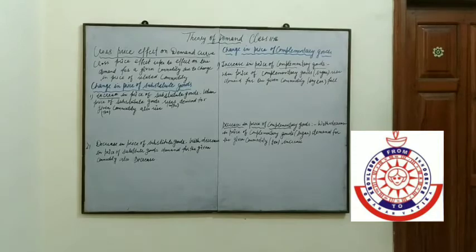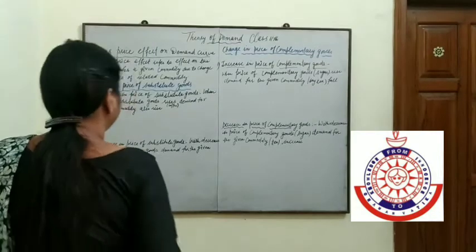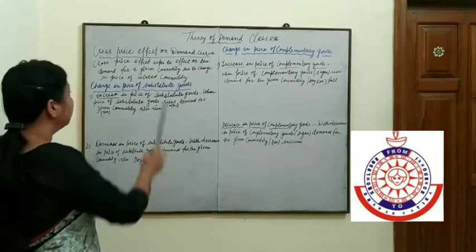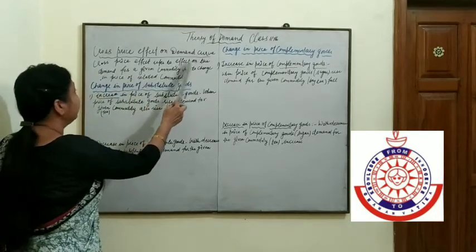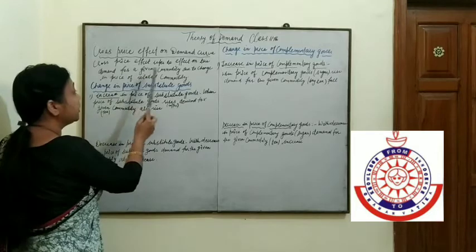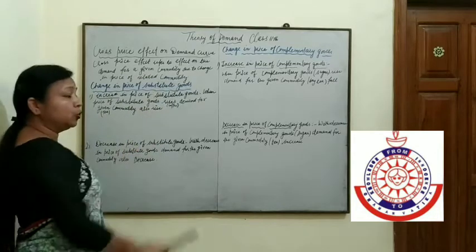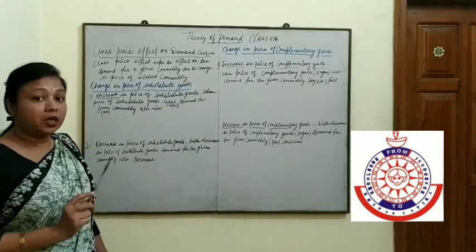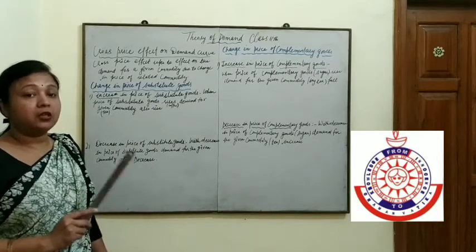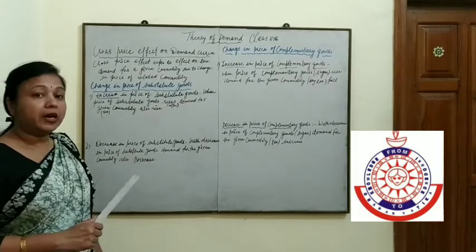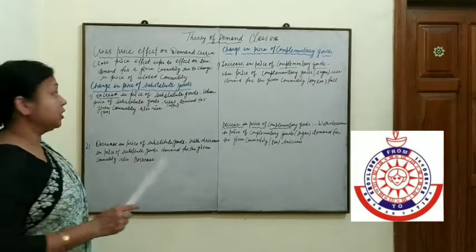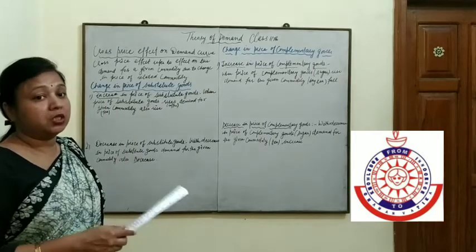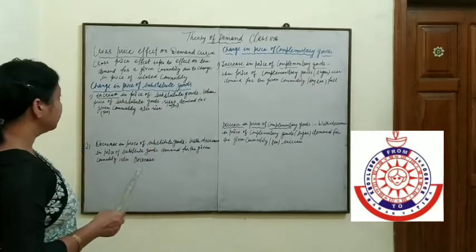Let us see the cross price effect on the demand curve. What is the meaning of cross price effect? Cross price effect means the effect on the demand for a given commodity due to a change in the price of a related commodity. Here we are taking two commodities: one is a given commodity and the second is a related commodity. The demand for the given commodity changes due to a change in the price of related goods.